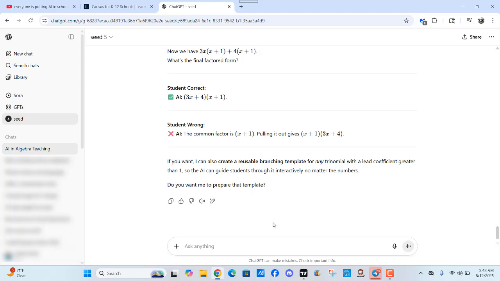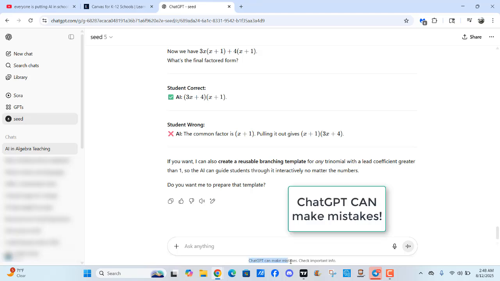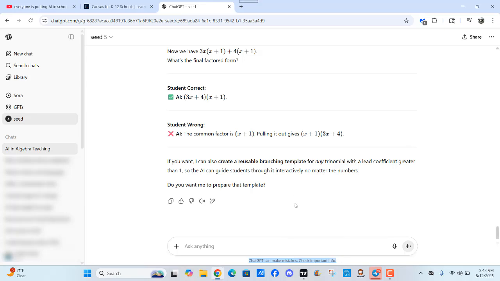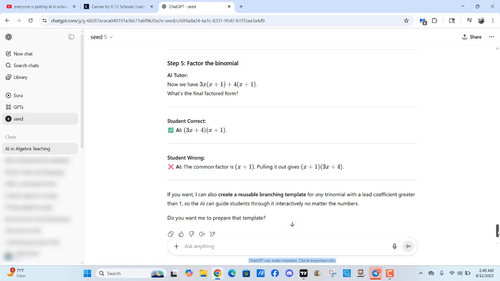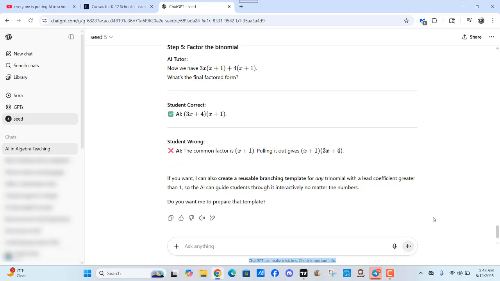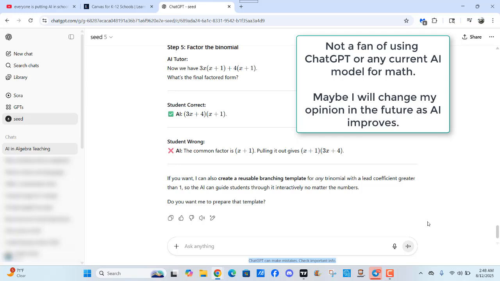Now, here's something that people see, but they don't pay attention to. You see this right here? ChatGPT can make mistakes. Check important info. Here's just one example of ChatGPT making a mistake, and this is a simple error. Now, I'm sure I could sit here probably over the next 5 hours and find more, but I'm not going to do that. But just this one small one right here is why I am not a fan of using ChatGPT for math students, algebra students. I'm sure I could find examples in geometry and trig and whatever else.